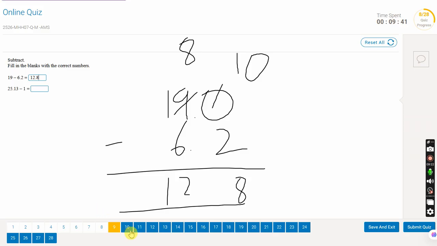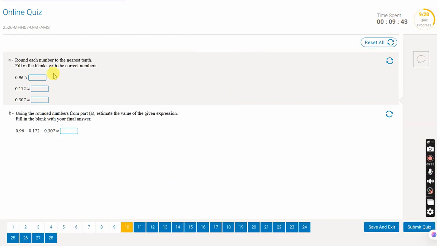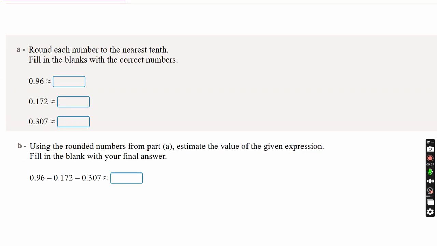Okay, the bottom one you can do by yourself. It's easier, it's just with 1. Now here a lot of students are getting confused by this, by the first one especially, so 0.96. Look at where your tenth is. This is your tenth, beside it is your hundredths.